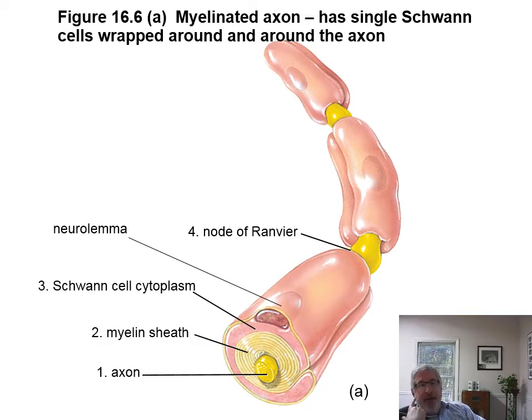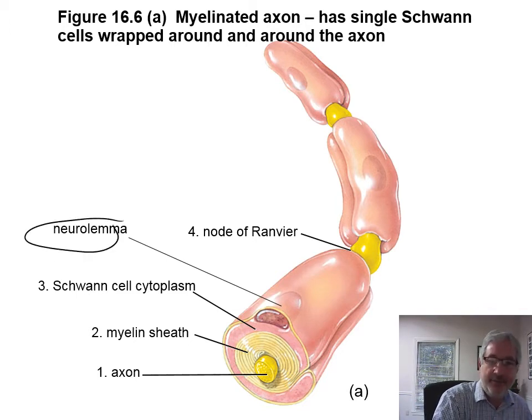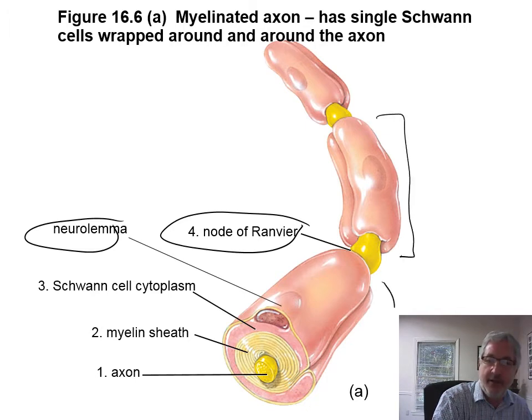So here's a myelinated axon. It has a single Schwann cell wrapped around the axon. It wraps around and around and around the axon. So you can see the neurolemma there. Just to get oriented, note the nodes of Ranvier. Here's a Schwann cell. Here's a Schwann cell here.